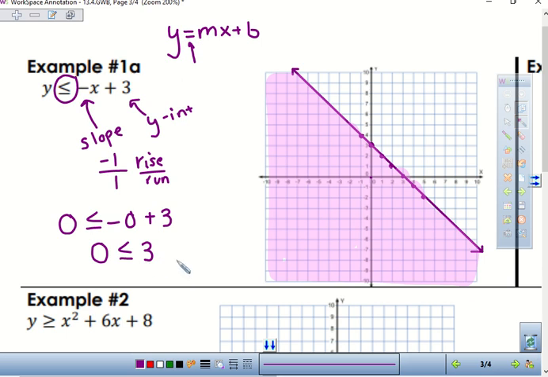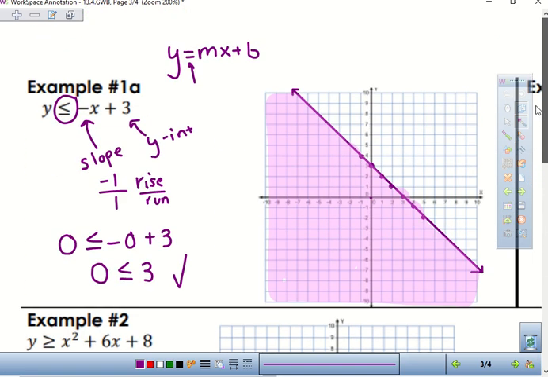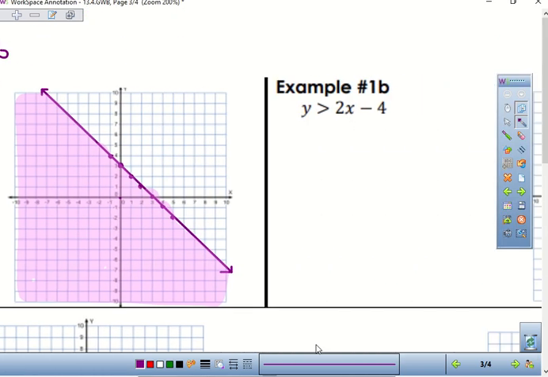Is that a true statement? Yes. So it makes sense that it's shaded there. So that's a way you can just verify to make sure you've shaded correctly. Does everybody understand how that works? Okay. All right, let's do example 2. Oh wait, we still have example 1b, my bad.